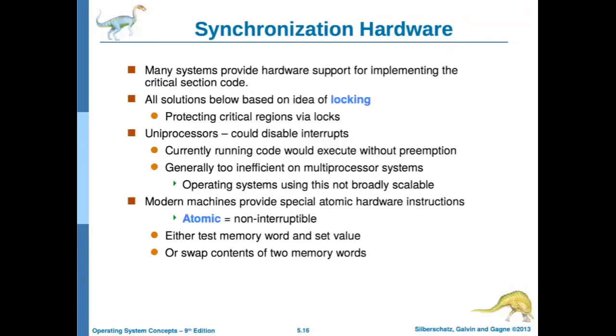Now, one of the solutions is hardware support for mutual exclusion, and this hardware support is required for synchronization. Now let us talk about the hardware support, how to utilize it. Many systems provide hardware support for implementing the critical section code. Let us start with the simplest solution, say, a single processor.